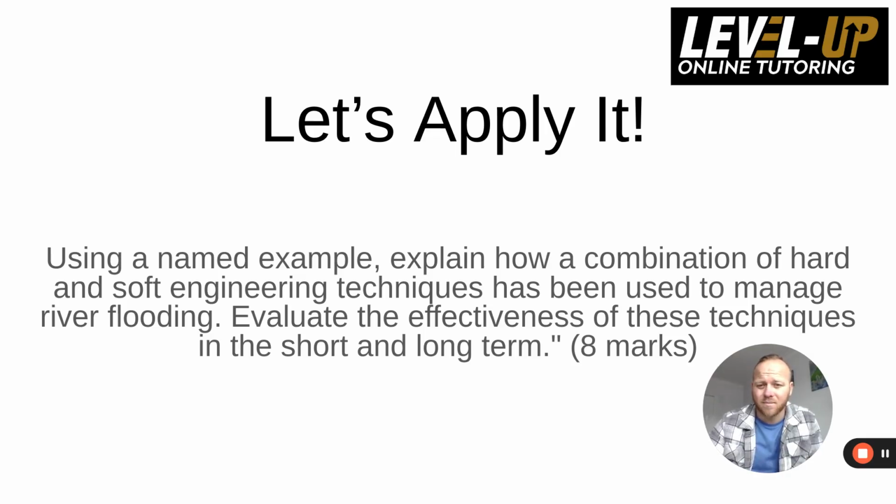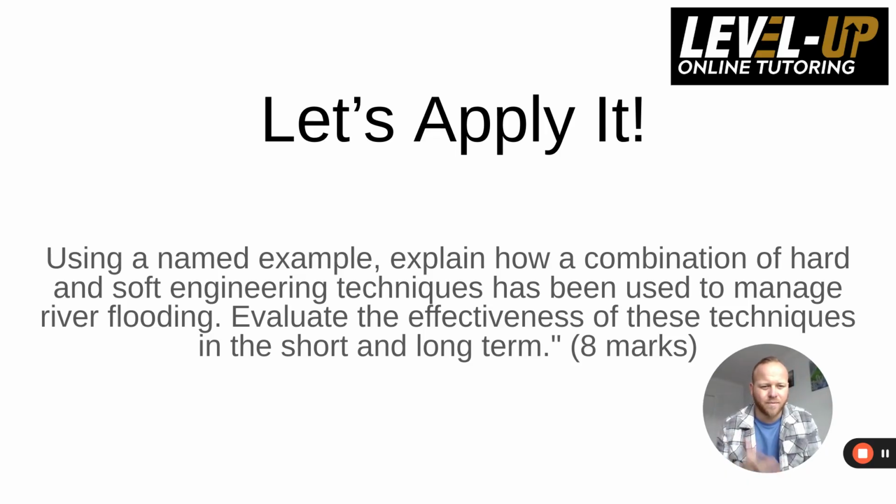Okay, if you've done it right, you must name your example. So Somerset Levels flood or whatever flood you guys have used. And then you've got two choices here. You can either do a paragraph on hard engineering, a paragraph on soft, and within those talk about immediate and long-term benefits. Or you could do a paragraph on immediate and a paragraph on long-term, and within those talk about the hard and soft engineering techniques.